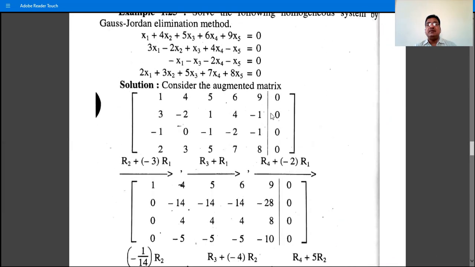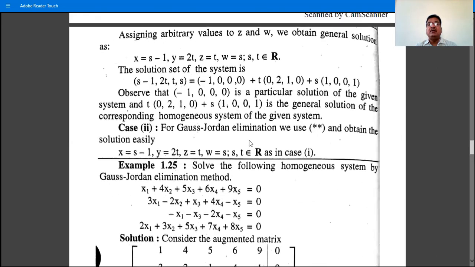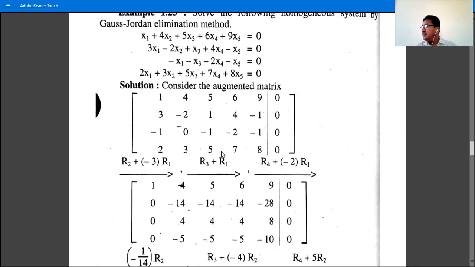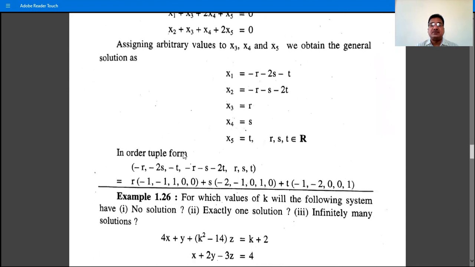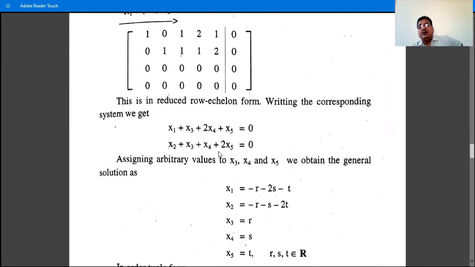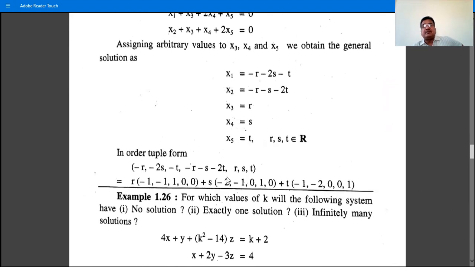When the system has a solution, if rank A is equal to rank AB, then the system has a solution. And if rank A is equal to rank AB and is strictly less than the number of variables, then the system has infinitely many solutions. And if the rank of A is equal to the rank of AB is equal to the number of variables, then the system has a unique solution.